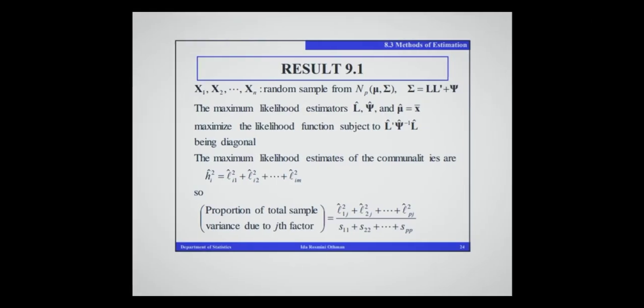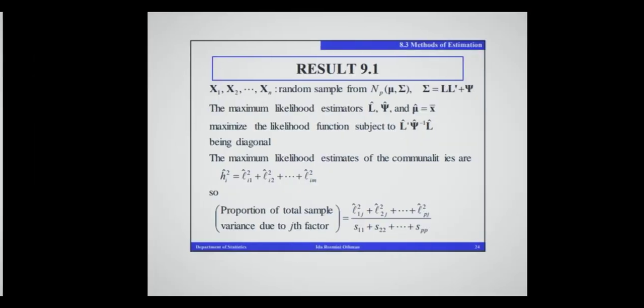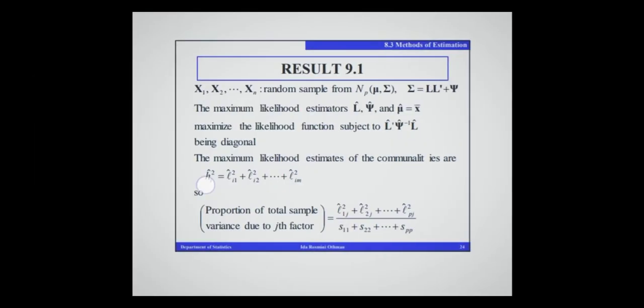Here, the way you find h_i squared is also the same. The formula: to find h_i squared, which is the communalities, you need to square the factor loading for each of the variables that you have. So you will get h_i squared. And then finding the proportion is also the same: the communalities divided by the total of the variance.